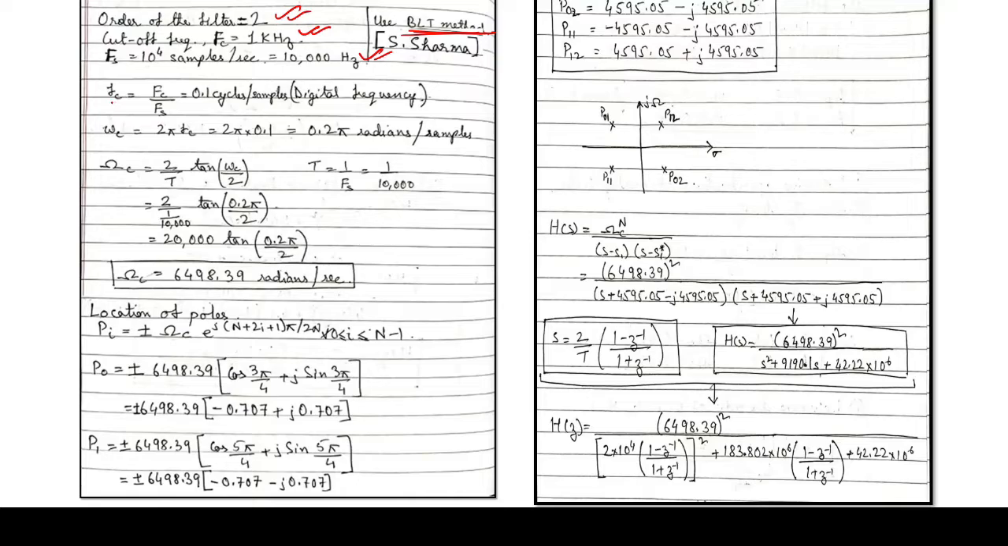Now fc, which is basically the digital frequency, is given by capital Fc divided by Fs. Now omega c would be equal to 2 pi Fc, and we get the digital frequency as 0.2 pi radians per sample.